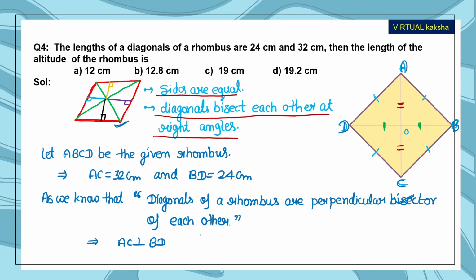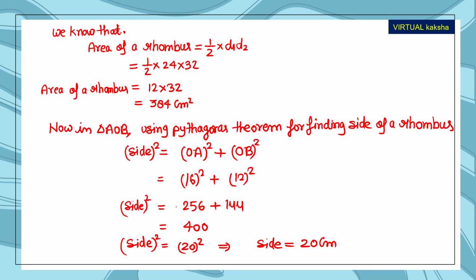Let ABCD be the given rhombus. Let us take AC equals 32 centimeter and BD equals 24 centimeter. As we know, the diagonals of a rhombus are perpendicular bisectors of each other, so we can say AC is perpendicular to BD. We know that the area of a rhombus is half D1 into D2. D1 is 24, or we can use D1 as 32 also. The area is 384 centimeter square.